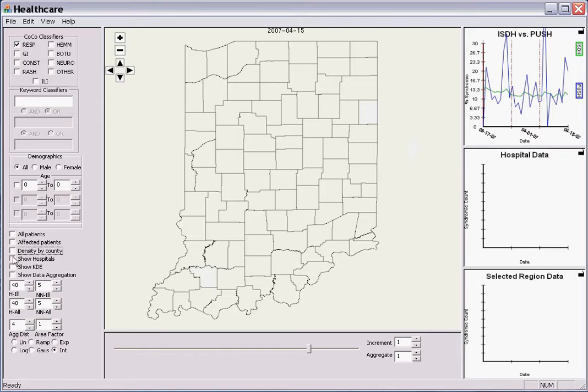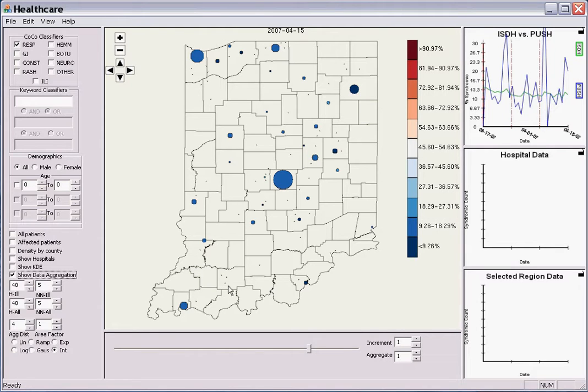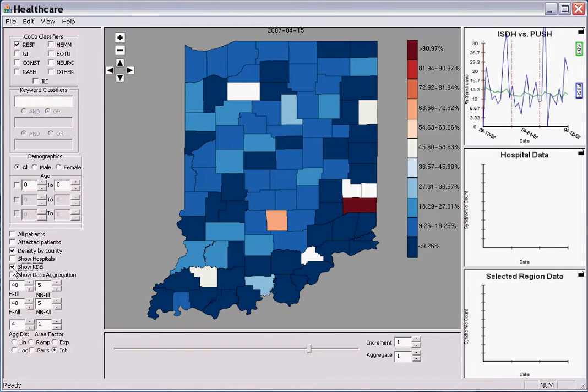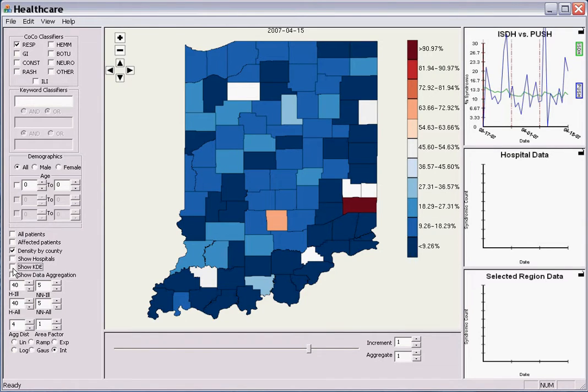Another method of aggregation provided by our system is to group patients into circular clusters based on their distance from each other. The size of the circular clusters represents the total number of patients, and the color represents the percentage of patients showing signs of a given syndrome within that cluster. Unfortunately, both methods of data aggregation lack key pieces of contextual information that may mislead users.